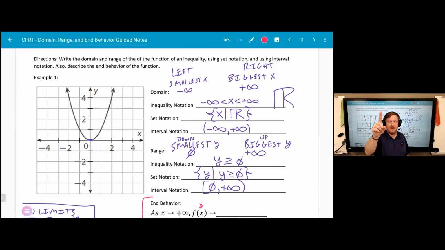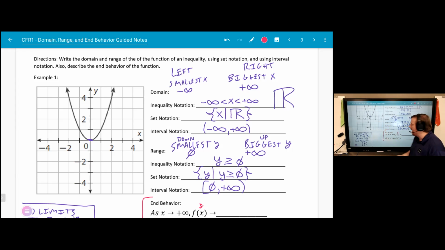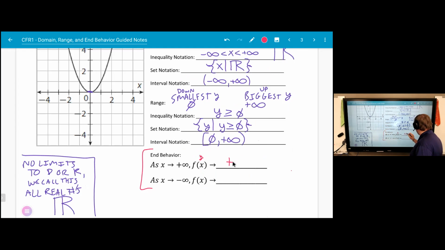Take your finger. You're going to trace the function to the right, because as x values get bigger and bigger and bigger, first you're looking, is there an arrow? And yes, there sure is an arrow, and that arrow is pointing up. As my x values get bigger and bigger, my y values go to positive infinity. That is an end behavior. You're describing what happens at the end.